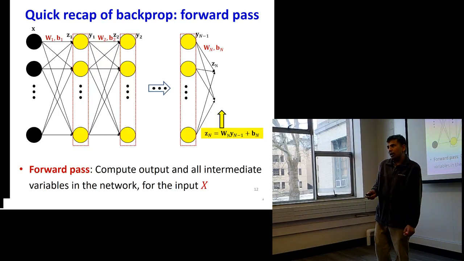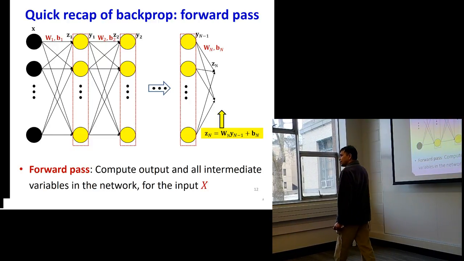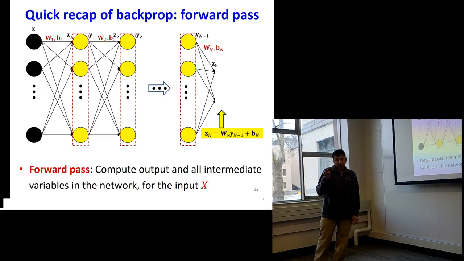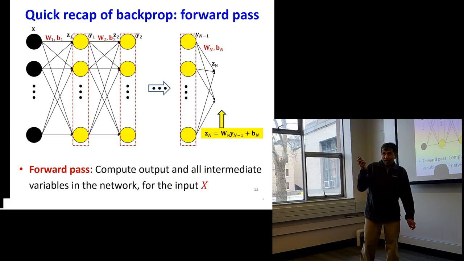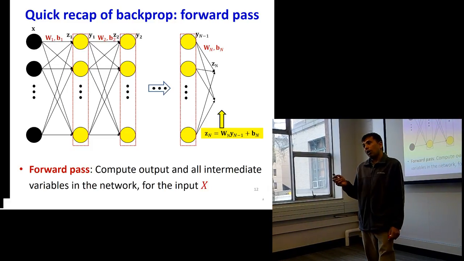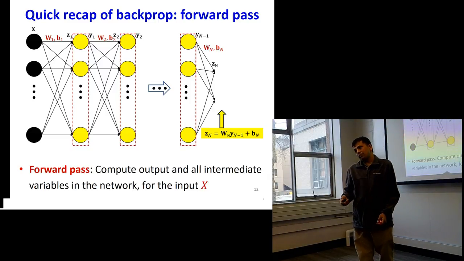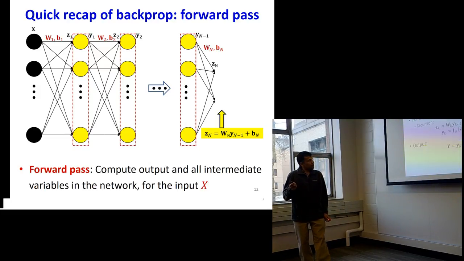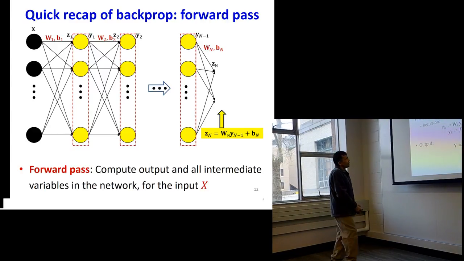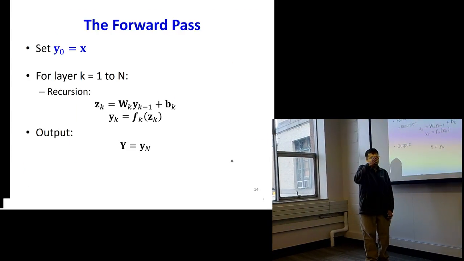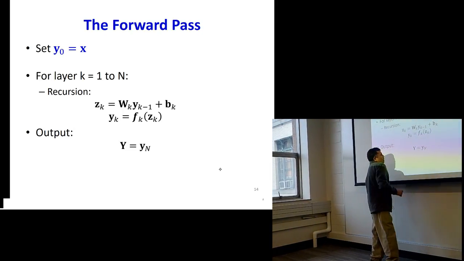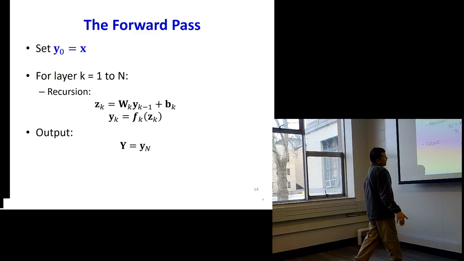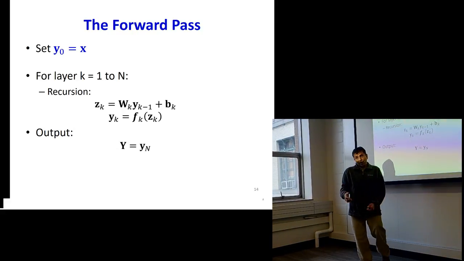Now, this is a straightforward pass. You're operating on the input to the network. We all know how to do this, but this is just presenting and summarizing the arithmetic. So this is the algorithm for the forward pass. You're going to go through the layers. For each layer, you compute the weighted combination of the outputs from the previous layer, and then apply your activation on it. The output of the final layer is going to be the output of the network itself.